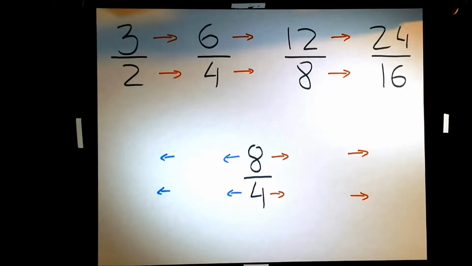Good. Now, can someone give me equivalent ratios for the 8 over 4? I'm looking for 2 equivalent ratios that are larger and 2 that are smaller. So let's go on the smaller side first. Can someone give me what is the next equivalent ratio that is just smaller than 8 over 4?